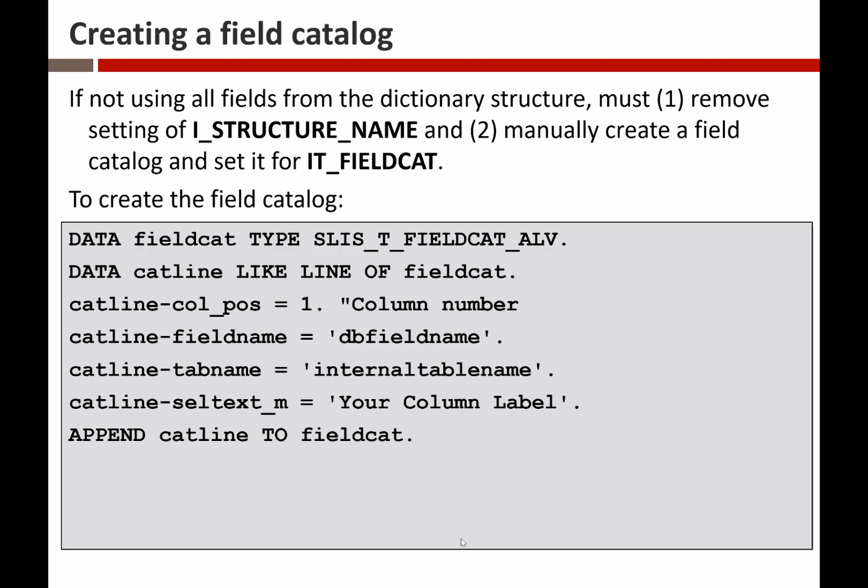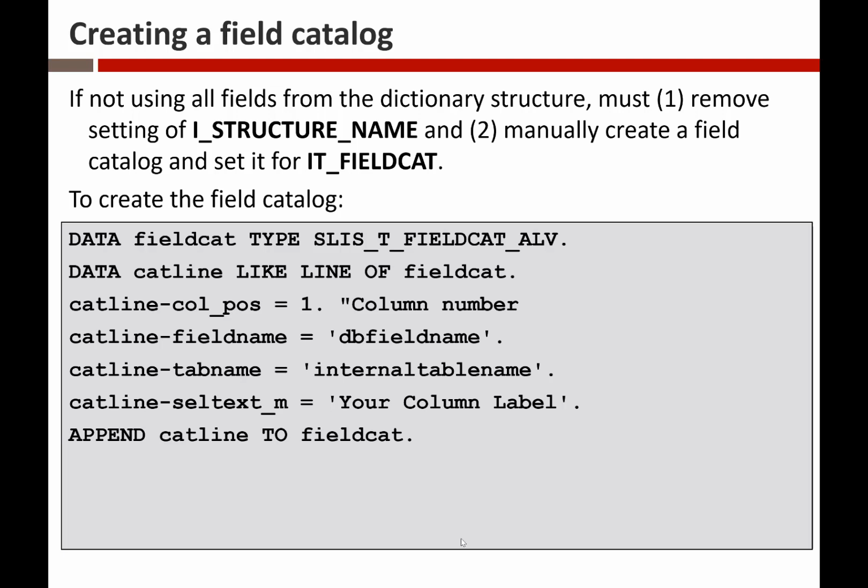The only thing you would not have over and over again is your table name. Your internal table name that this is based on isn't going to change. But you would have one of these for column 2, where you would say what the technical name for that field is, and then you would say this is the text you want displayed at the top of that column, and then you'd append that. And so if you had 8 columns, you would have to do this 8 times.